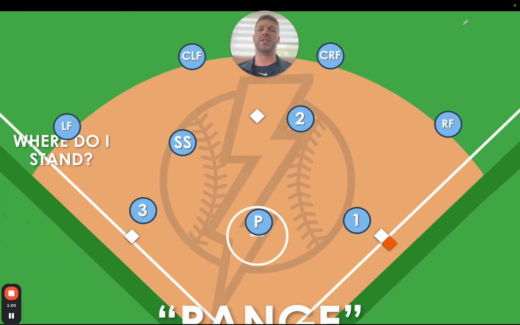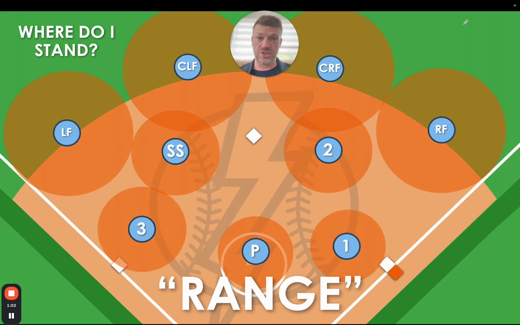So we then talked about this word called range. We talked about how your range gets bigger the further from the plate you are, because you have more reaction time. So our pitcher and first base, they're closer, so they don't have as much range. So it's a smaller circle. They've got good circle range.